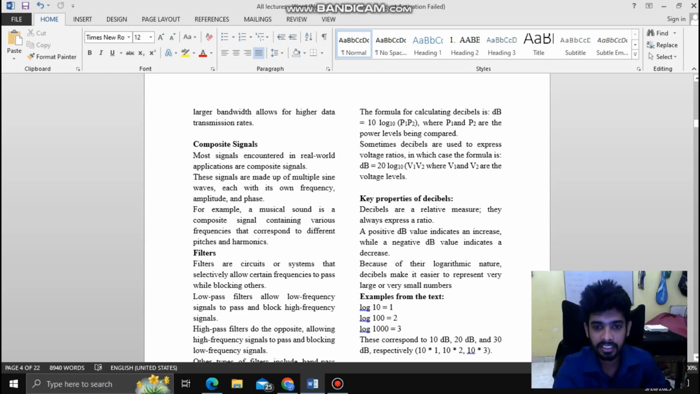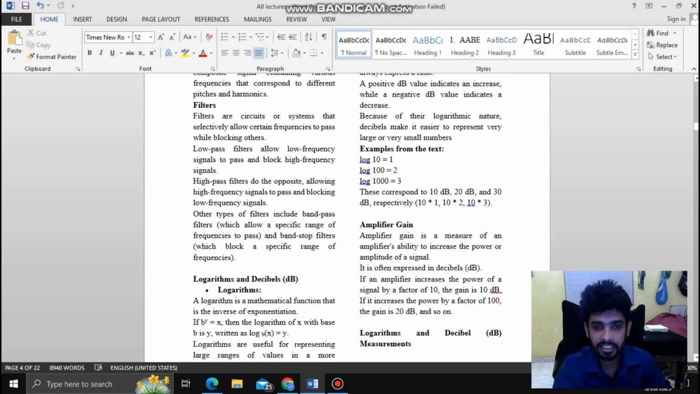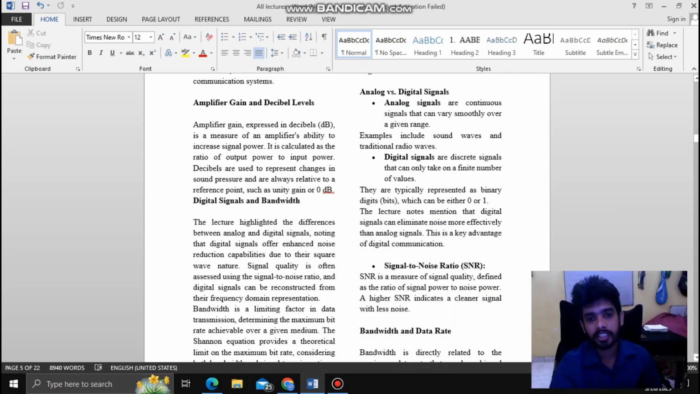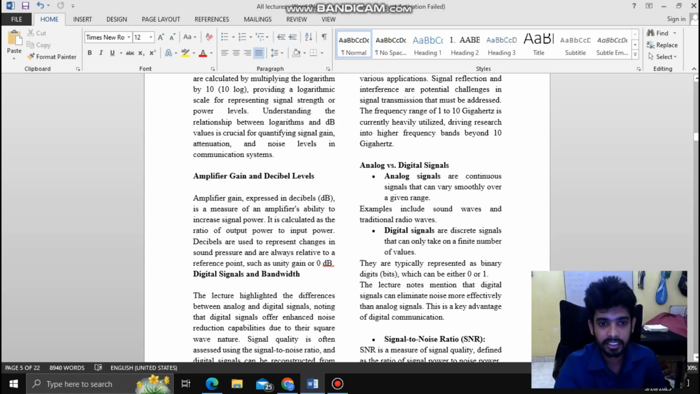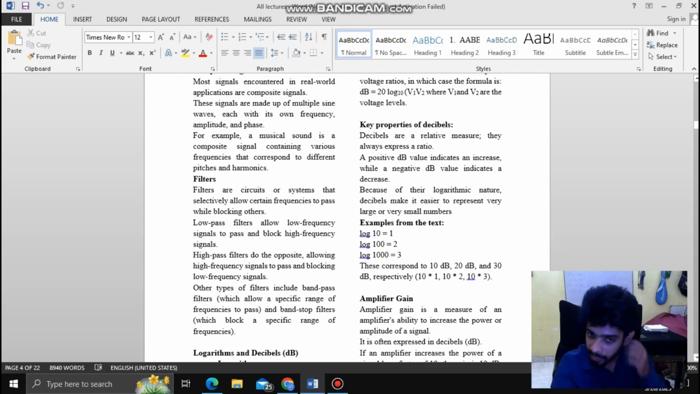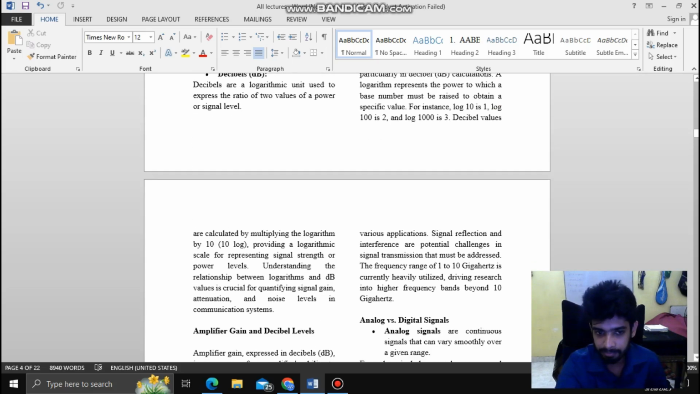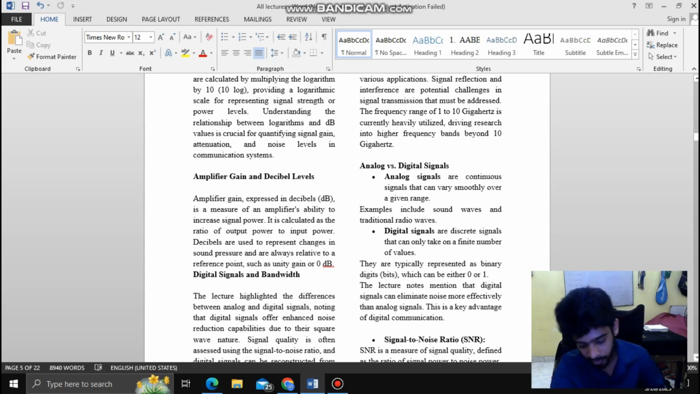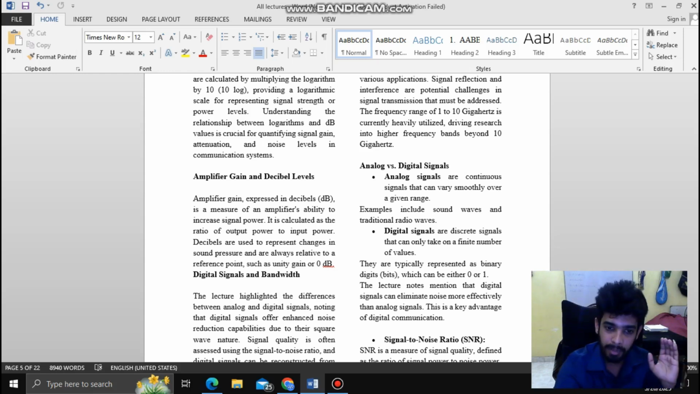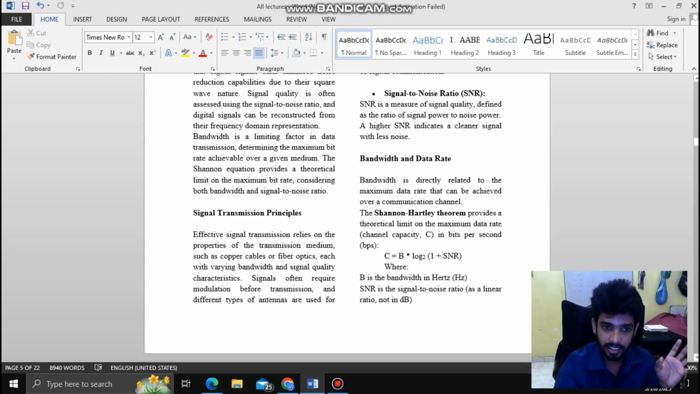Then some other key properties of decibel. Mainly amplifier gain, a measure of the amplifier's ability to increase the power of the signal. That means increasing the amplitude. That is a key property here. The amplitude, or the signal strength, depends on the amplifier gain. Higher amplitude, higher the signal level strength. Lower amplitude means the signal level is low. So in signal transmission, this amplitude, the signal strength, is a major component.